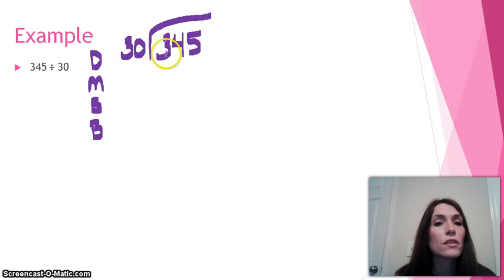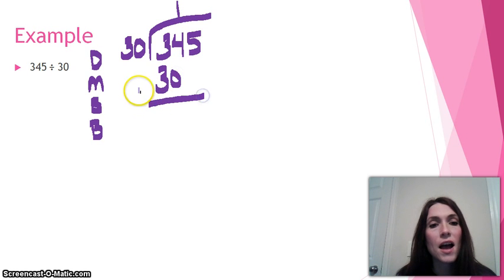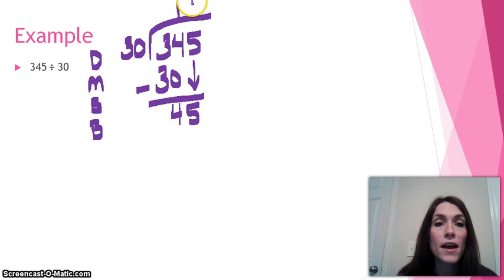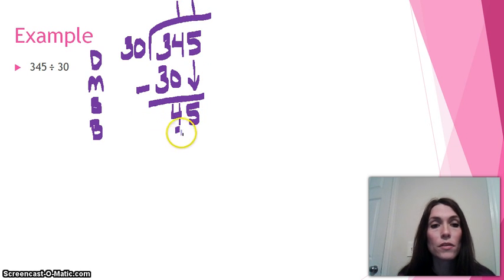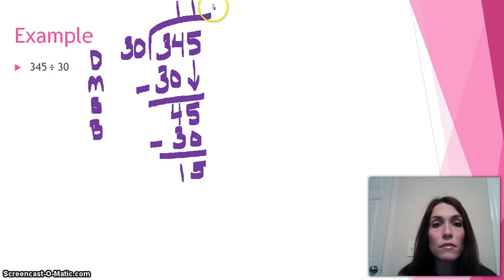Well, I'm going to see how many times 30 will go into 34, and that will go in one time. So 30 times 1 is 30. I will subtract, bring down the 5. 30 will go into 45 one time as well. 30 times 1 is 30. I will subtract, and that gives me a remainder of 15. That's good because 15 is less than 30, so I know I'm on the right track.